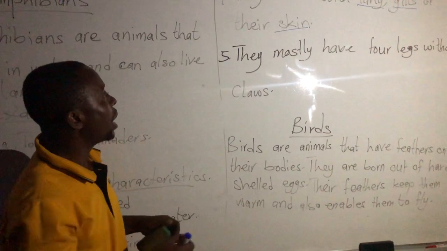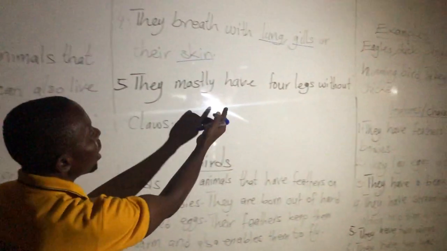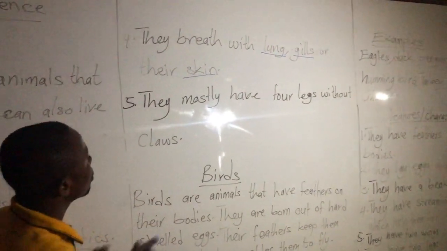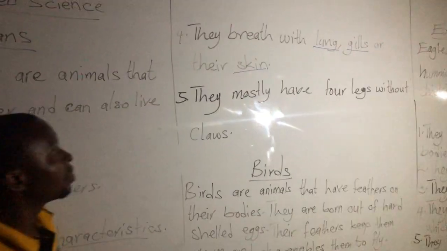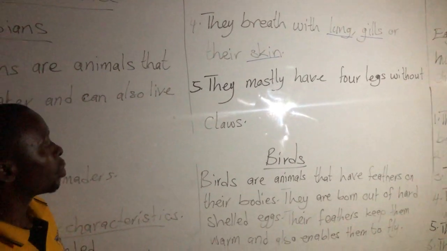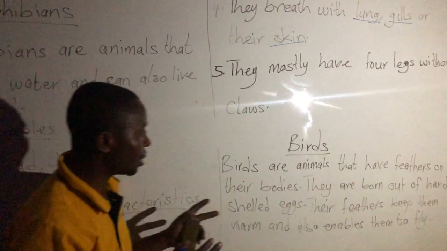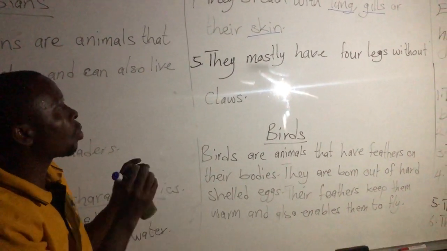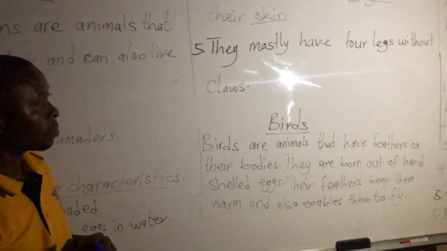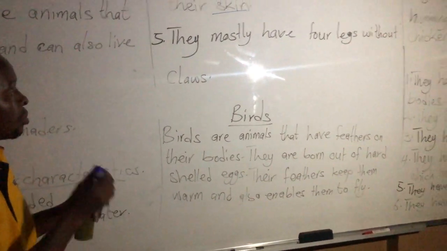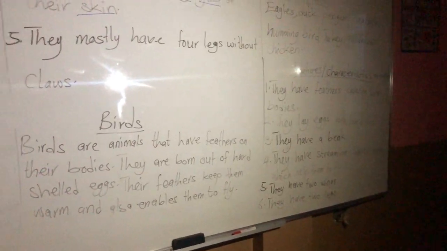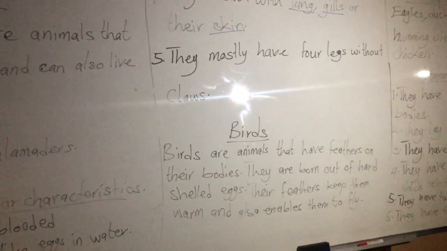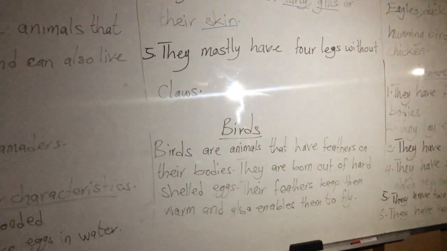Okay, good. And the last one is they mostly have 4 legs without claws. Well, look at amphibians. They have what? 4 legs, but there's no what? Fingernails or claws on their legs. Okay, they don't have any fingernail on their legs. Good.